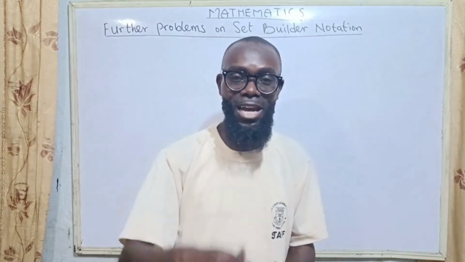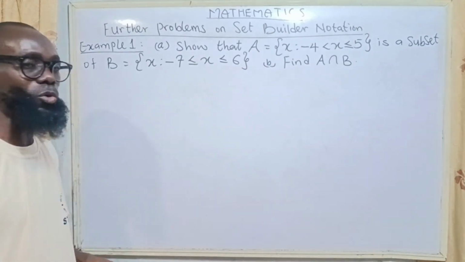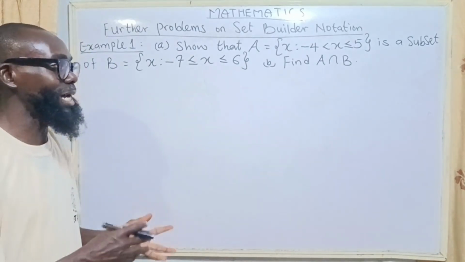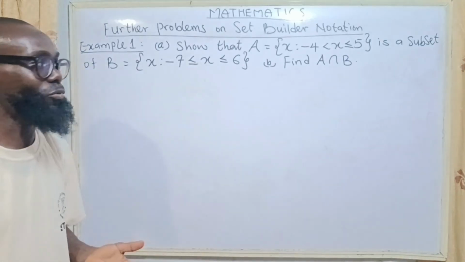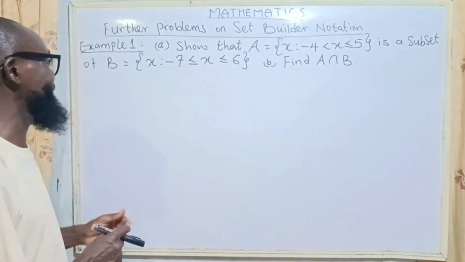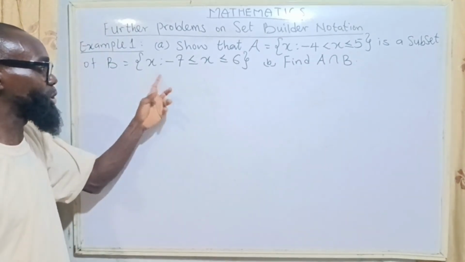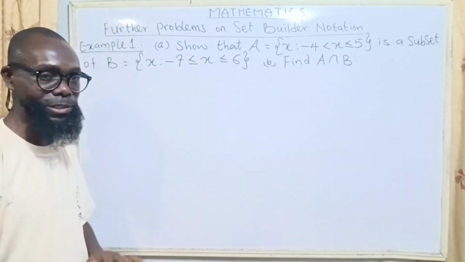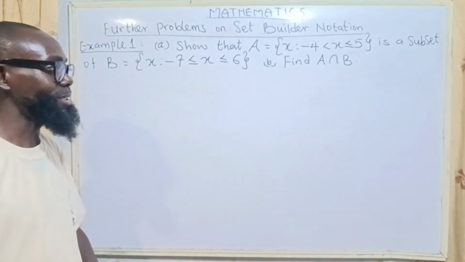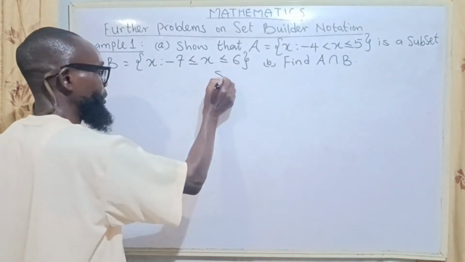So let's dive in. Example 1. Question A: show that set A equals x such that minus 4 is less than x less than or equals to 5 is a subset of B, and this B equals x such that minus 7 is less than or equals to x less than or equals to 6. Question B: find set A intersection set B. Now, let's first of all solve question A.